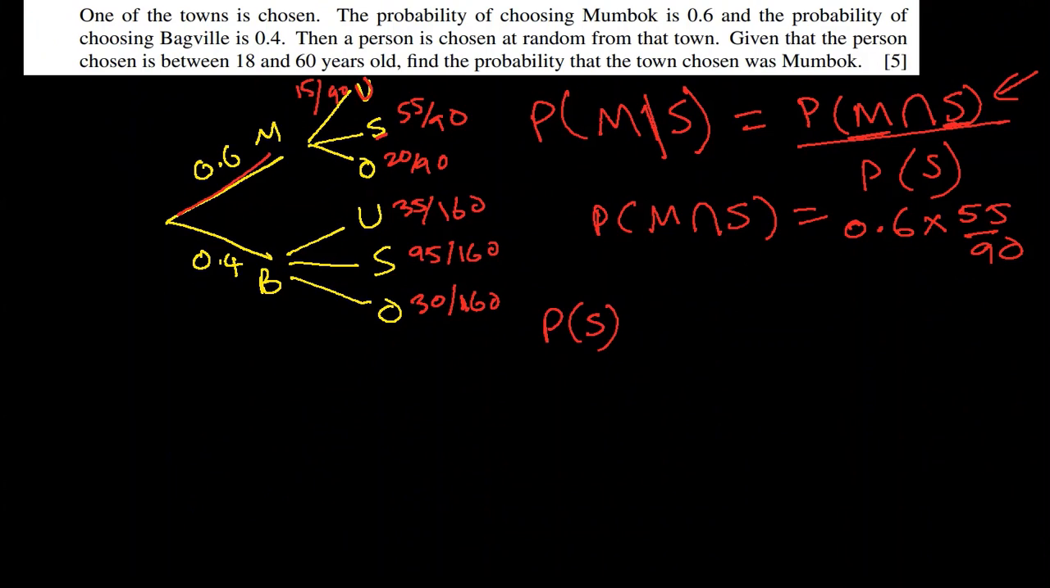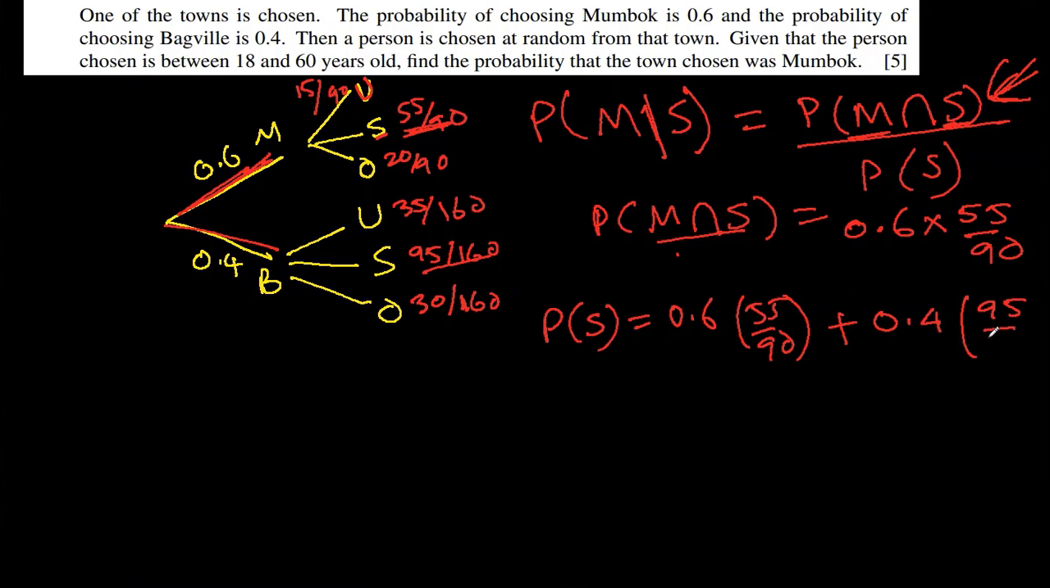The probability of the person being between 18 and 60 years old. So the person could be either this or this, right? In both cases, the person is between 18 and 60 years old. But if I want to reach here, the person should be chosen from Mumbok, which is exactly what we did in the probability of M intersection S. So it will be 0.6 times 55 over 90, which we got in the previous part. But it's also possible that the person is from Bagville and he is between 18 and 60, so 0.4 multiplied by 95 over 160. Either the person was from Mumbok or Bagville, and these are the probabilities of him being from 18 to 60 years old. So we got P of S as well.